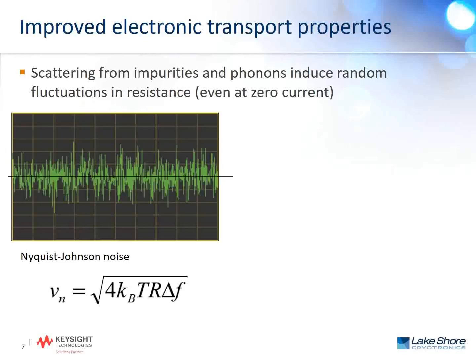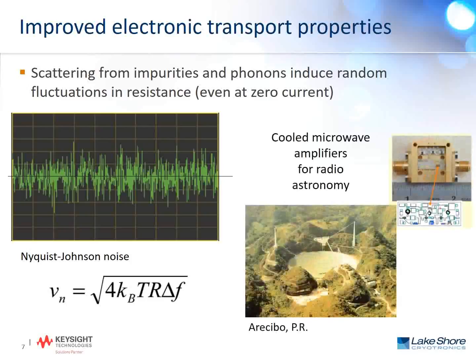And so as we talk about cryogenic temperatures and electronic transport properties, the basic idea that you need to come across is that scattering from impurities and phonons is going to induce random fluctuations in the resistance. This is actually a well-known phenomenon. It's the Johnson noise in a device, and you see down there in the lower left-hand corner of the equation where the voltage noise is proportional to the square root of temperature. And so as we cool a device down, the voltage noise in that device should get smaller. And this is actually the reason why cooled microwave amplifiers are used in many radio astronomy applications.